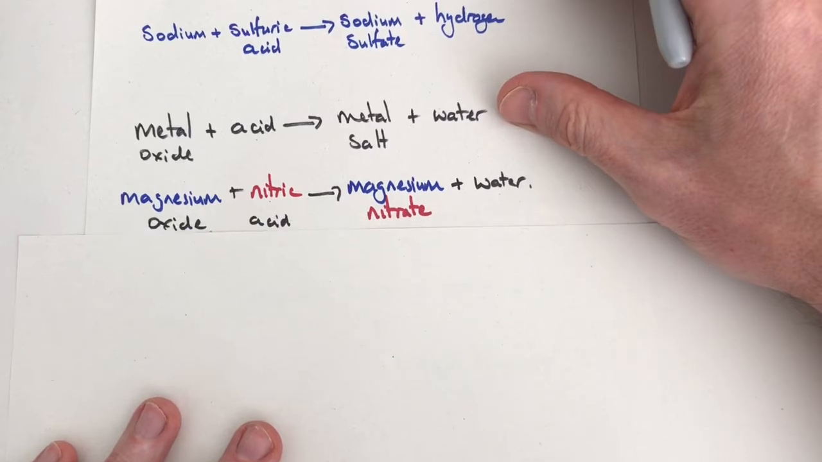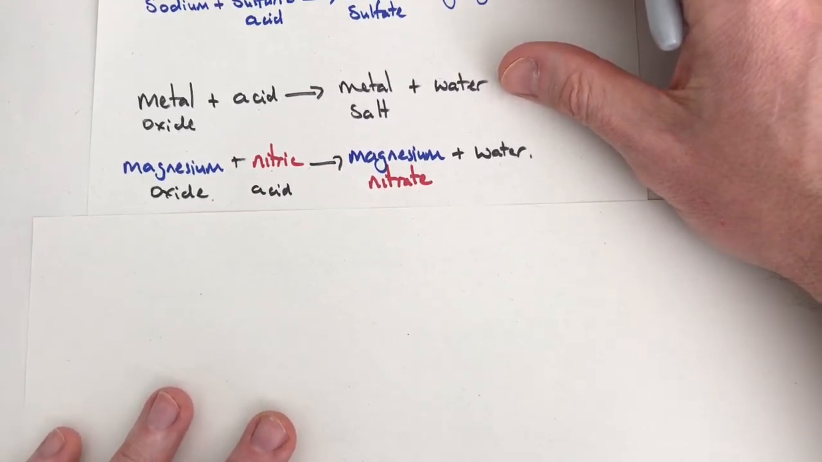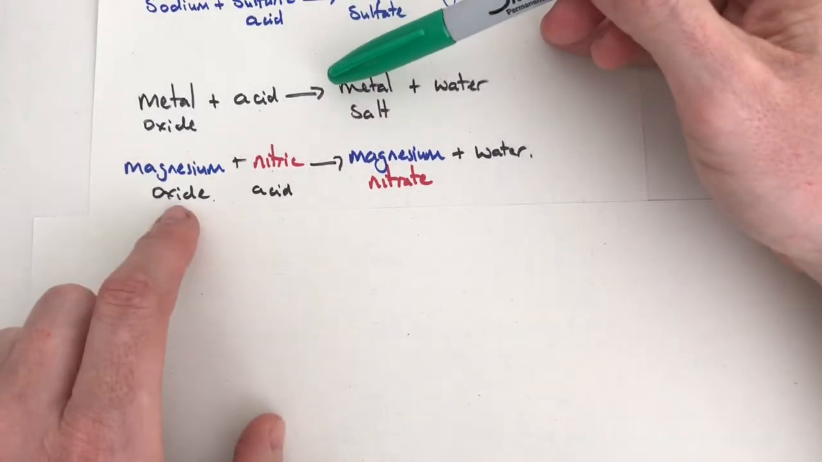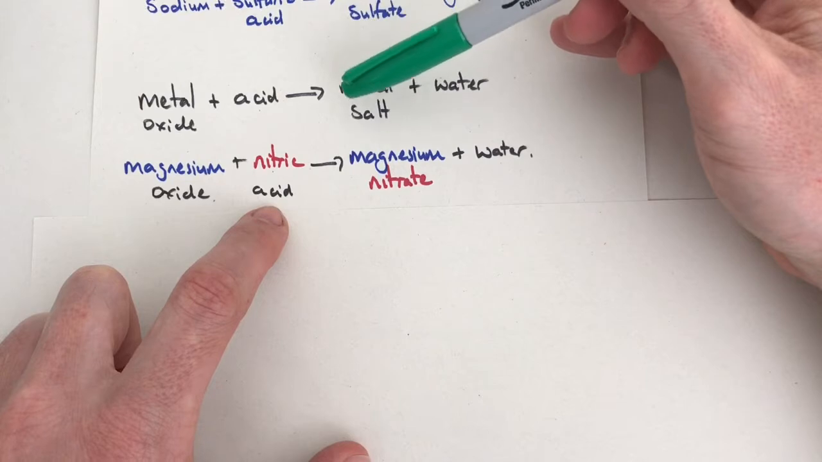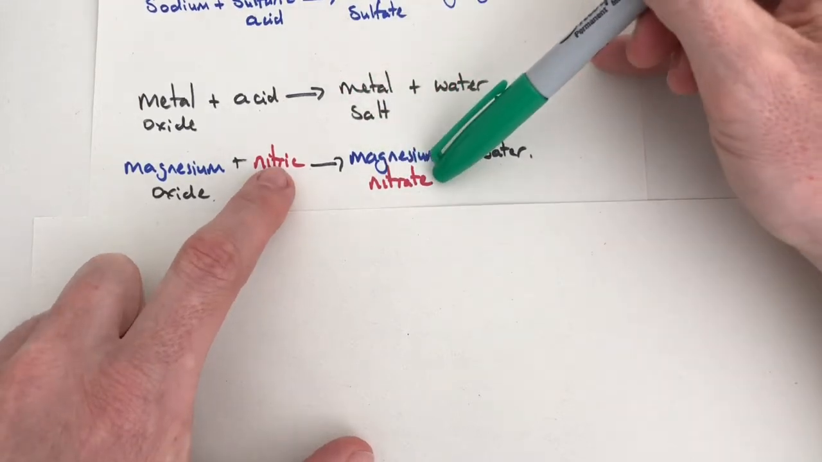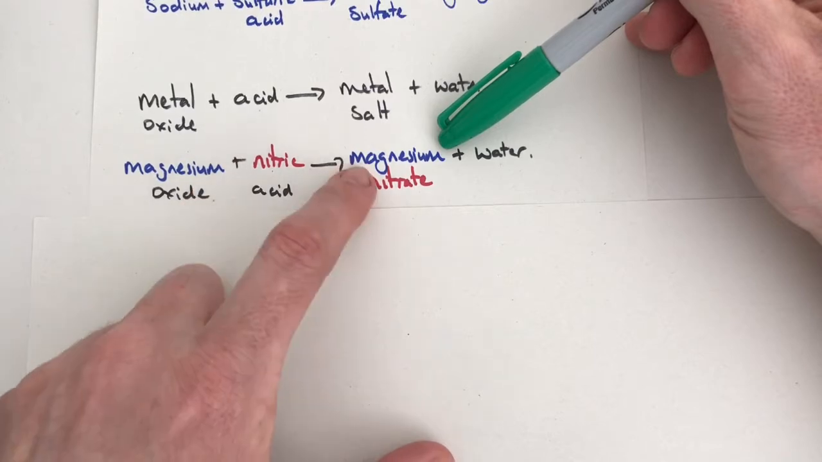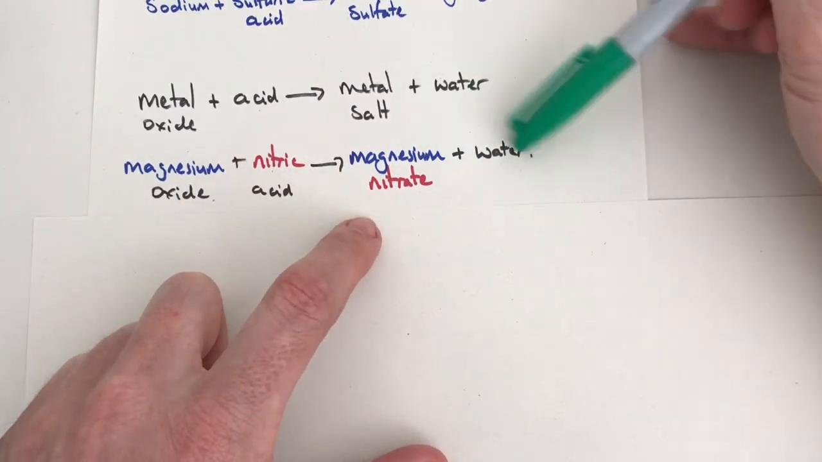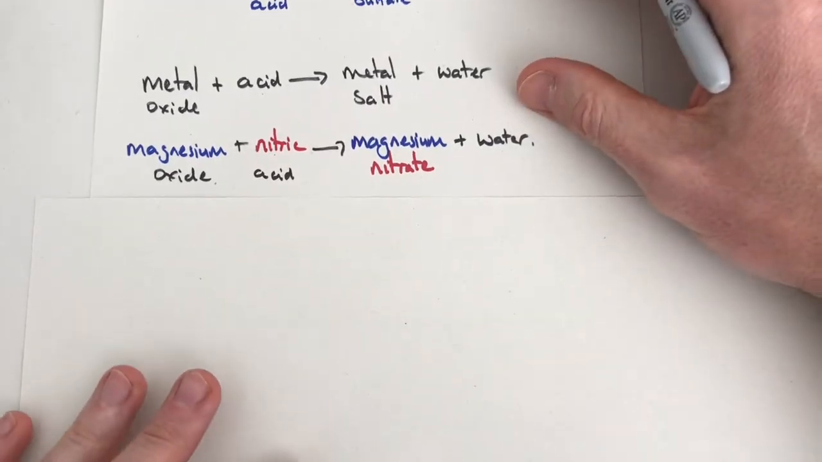So here's my example. I've color coded this one a little bit to help us see where the names come from. The example of the metal oxide is magnesium oxide. The acid in this example is nitric acid. Nitric acid means we're going to get a nitrate salt with the first name coming from the metal, so we get magnesium nitrate, and because it's neutralization we make water as a product as well.